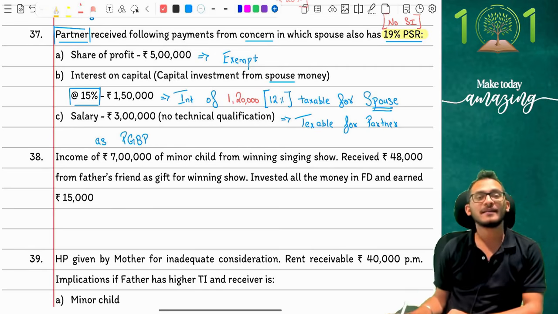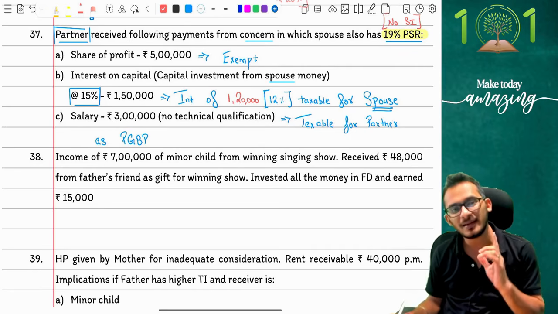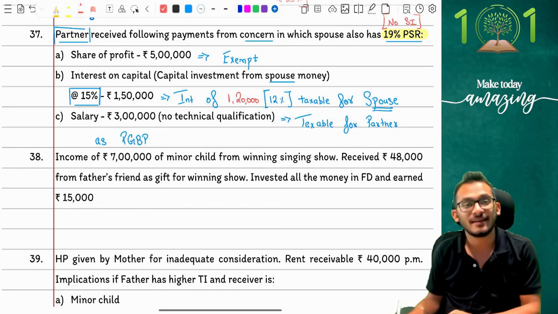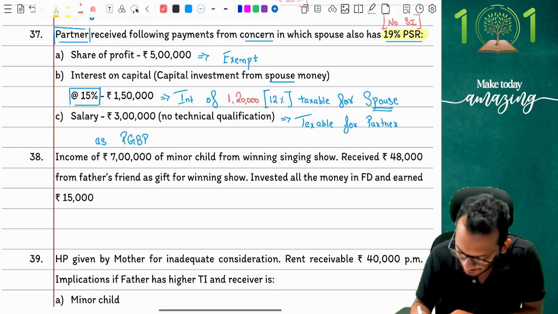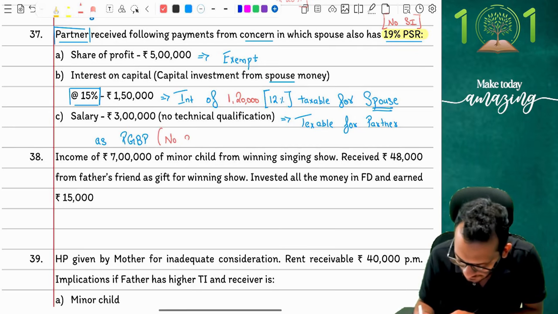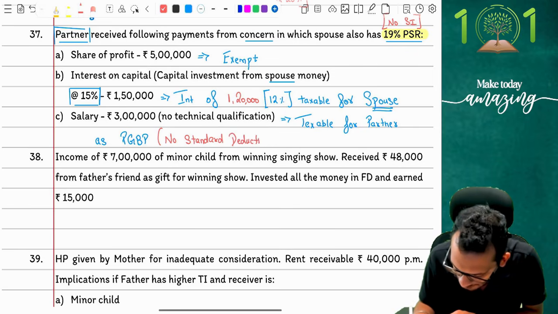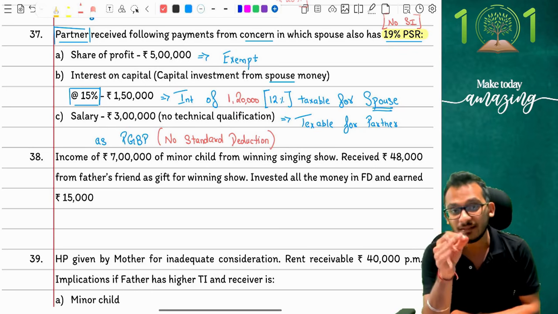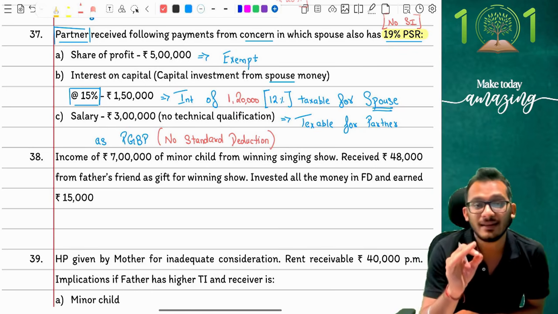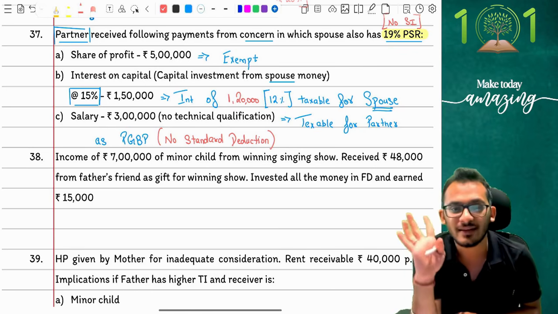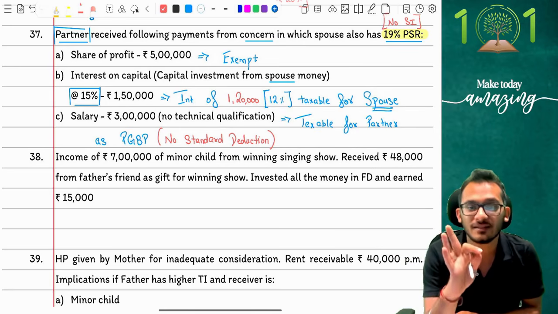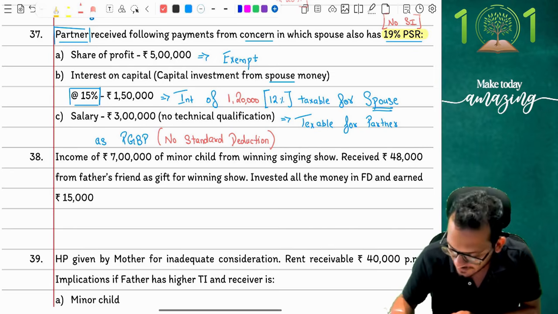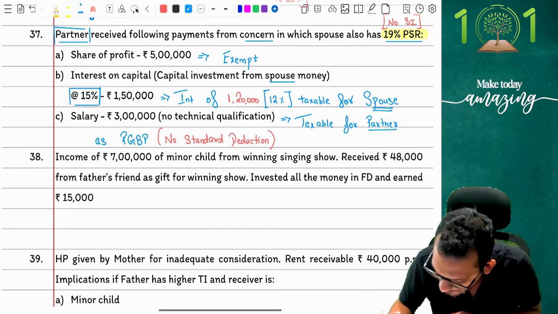Here it is taxable for the partner as PGBP income, and because it is taxable to the partner as PGBP income, will you grant any standard deduction? No. You cannot grant any standard deduction because there is nothing to be reduced. You can only grant the standard deduction if it is taxable under the head salaries. There is no standard deduction in this because I am going to tax it under the head PGBP. So yes, please be careful. A partner's salary was never taxable under salaries. It went to PGBP. So there was never a concept of standard deduction. It had to be taxed in the hands of the partner under the head PGBP.